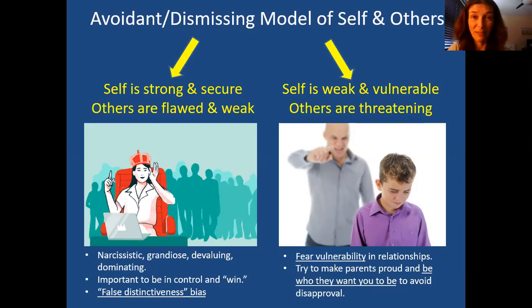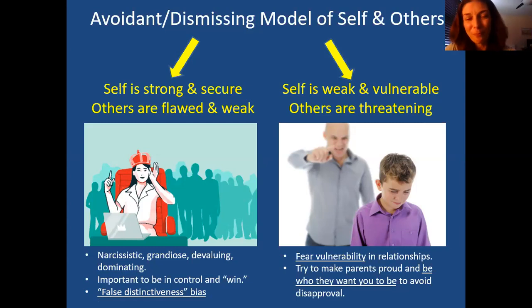Devaluing. I might be trying to dominate people or be in control or show people how much I'm achieving, and therefore I'm superior in some way or special in some way. Okay. There's a false distinctiveness bias where I feel like I'm different and special, right? I'm not like other people. Like the anxious ambivalent over assumes that people are like you, right? I kind of assume more similarity than there is. This is the opposite. I assume more difference than there is. I think I'm much different from you and also superior.